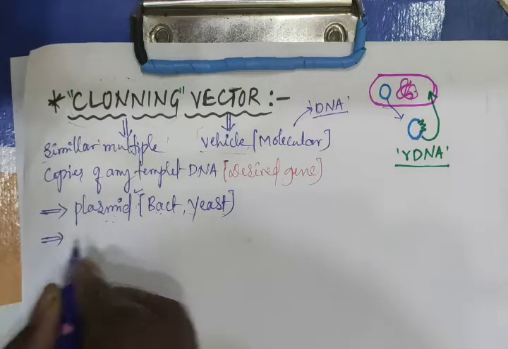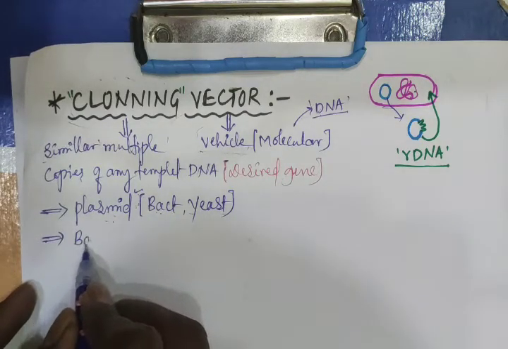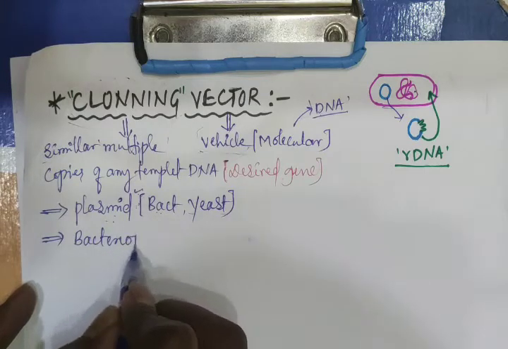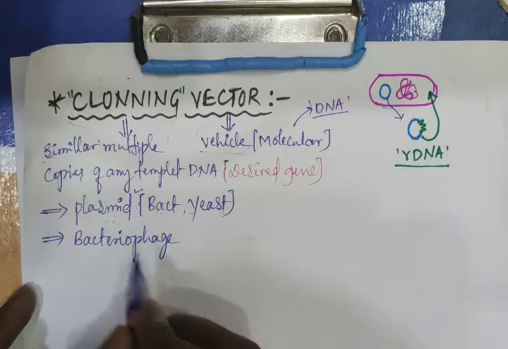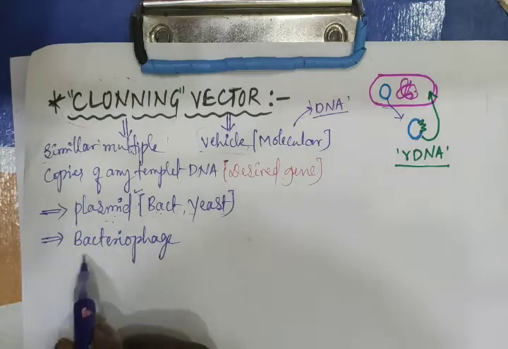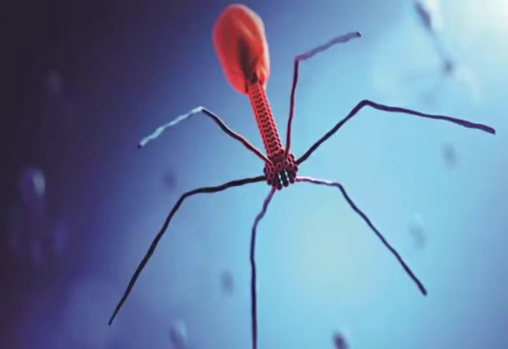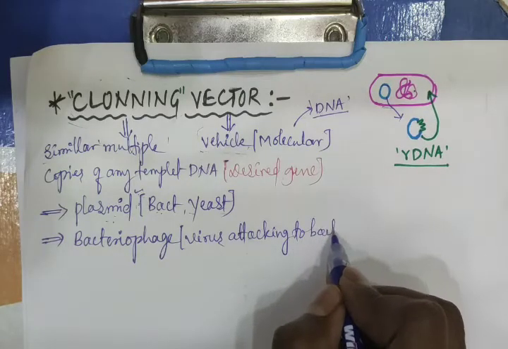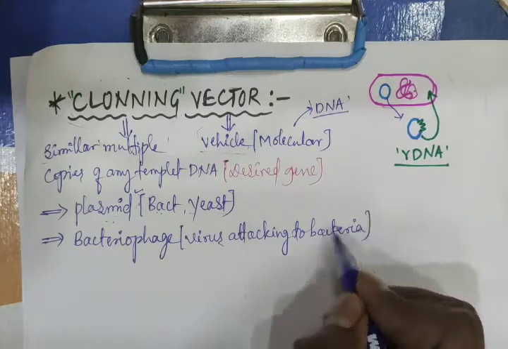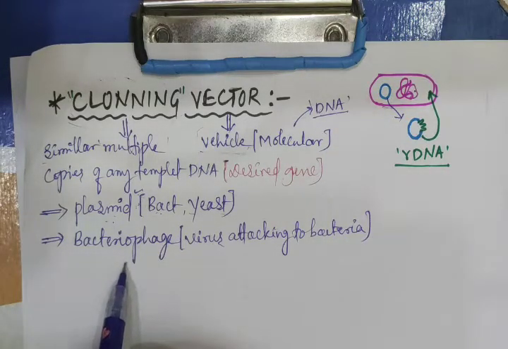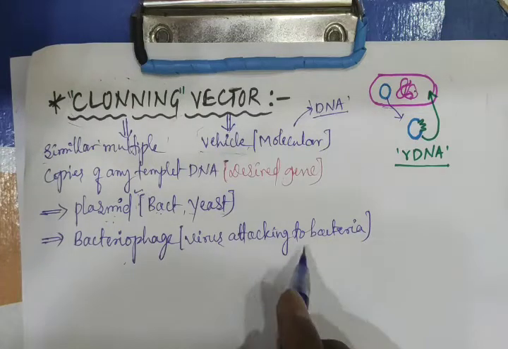And in the same way, bacteriophage is also working as a cloning vector. So this is the important thing. Which one? Bacteriophage. It is also working as a cloning vector. So what actually is this bacteriophage? Bacteriophage is the virus which is attacking bacteria. It is one virus that is attacking the bacteria, as we already know.